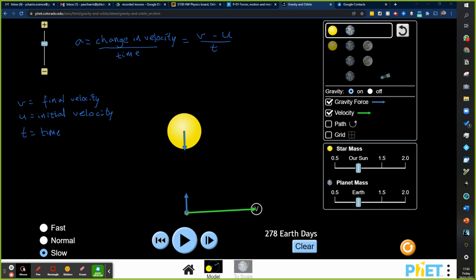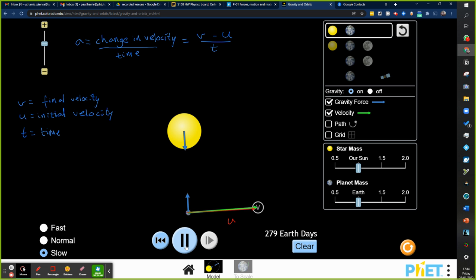Okay, so we've got this velocity here. This would be our initial velocity. This would be u. And we're going to draw an arrow over the top of it because we're going to want to move that arrow, which this simulation doesn't allow us to do in a moment. So that's my measure of this initial velocity at the moment.